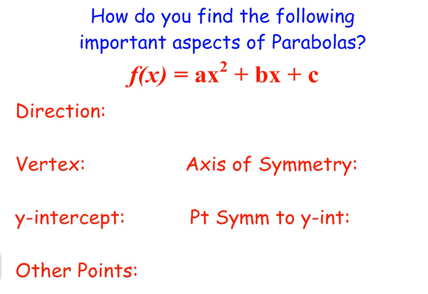We have some important things that we need to find when we have standard form. One is the direction. If you remember, a parabola either has an upward facing, what we consider looking like a U, or a downward facing U. It's up if a is positive. Okay, and if our a value is positive, it goes up, and if a is negative, it faces down.